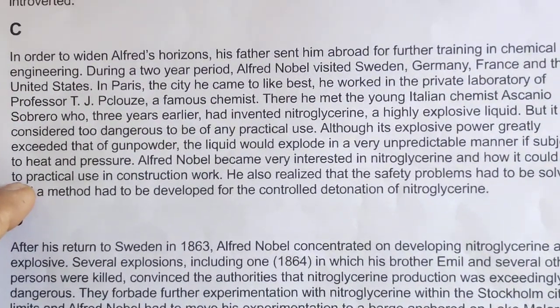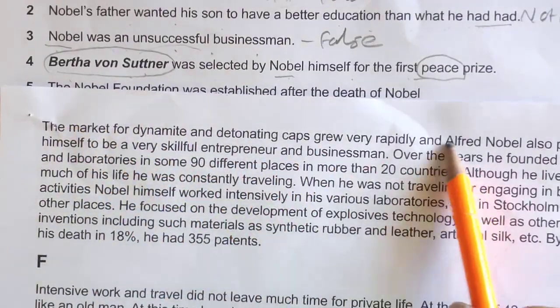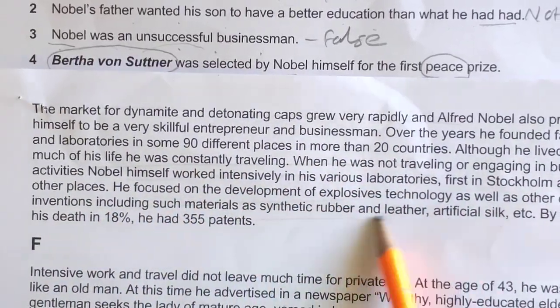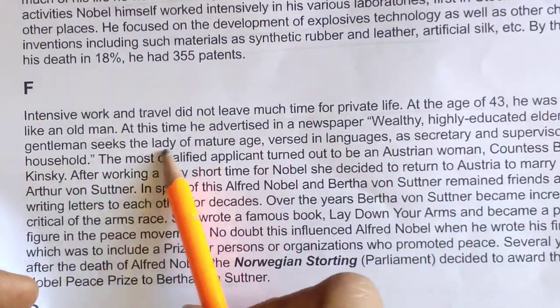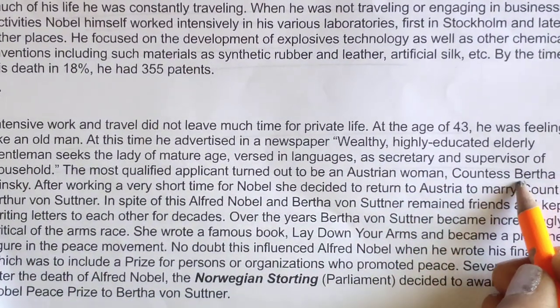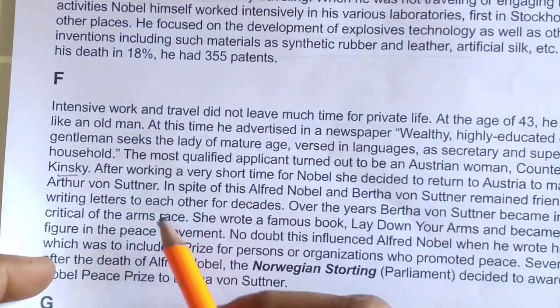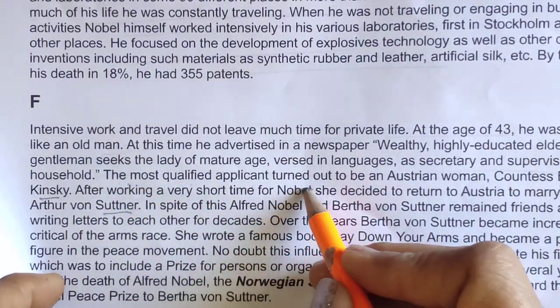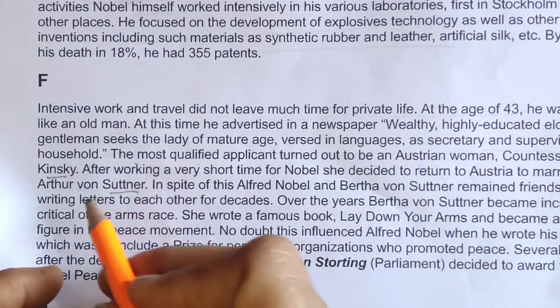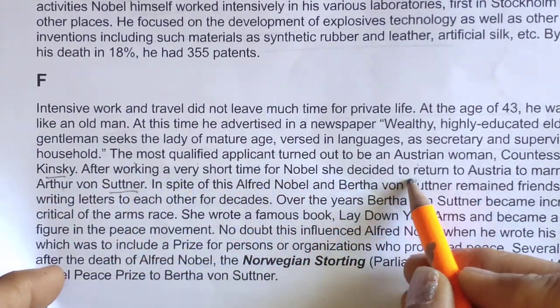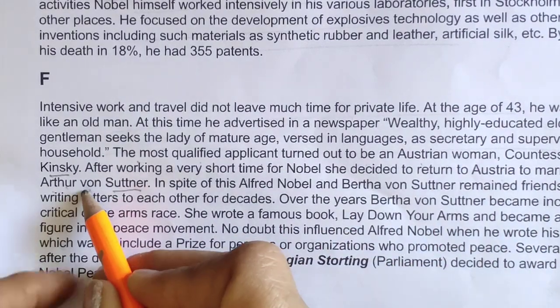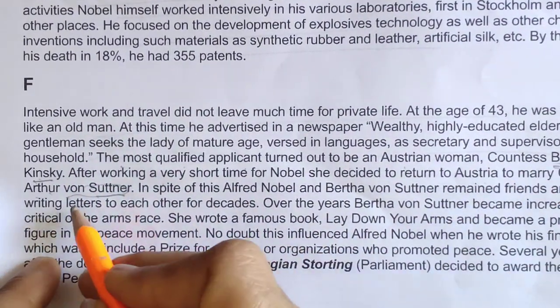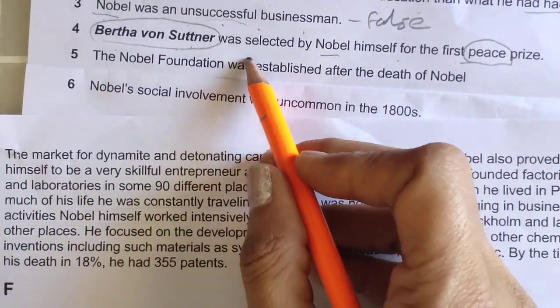Let's go to another paragraph. Bertha, yes, Bertha is here, Kinski is here. So Bertha von Suttner, Suttner is also here. Let's read what they want to say. The most qualified applicant turned out to be an Austrian woman. Bertha, after working a very short time for Nobel, decided to return to Austria to marry Count Arthur. Okay, that's why Bertha von Suttner is there. So what it says, she was selected by Nobel himself for the first peace prize.